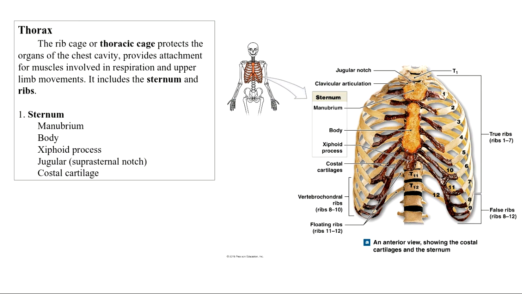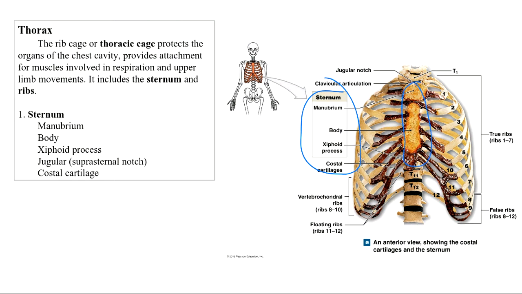And then on to the thoracic cage that protects the organs within the chest cavity. Things like the sternum, right? You want to be able to identify these different features on the sternum, which some people refer to as their breastbone, right? This bone here in the middle.